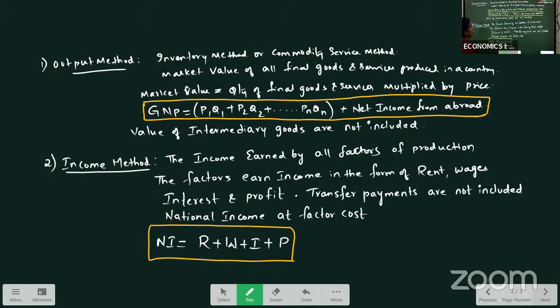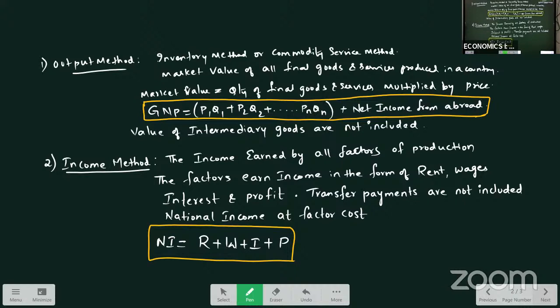Then next one, first output method. Output method means what? It is also called as inventory method or commodity service method. So under this method, the total market value of all final goods and services are calculated to get the national income. So the total value of all final goods and services are calculated over here.